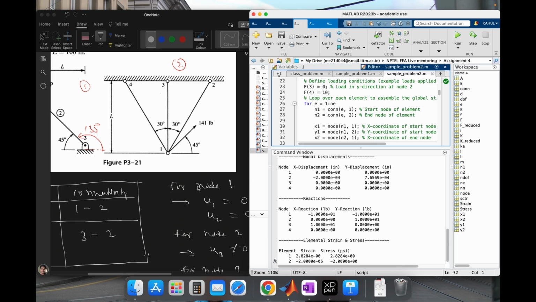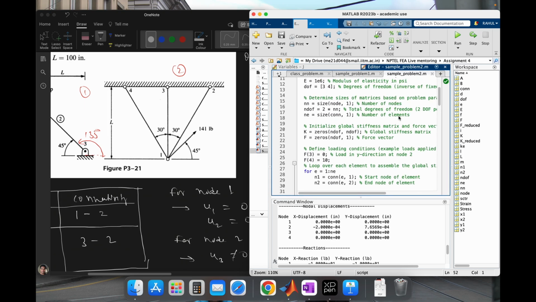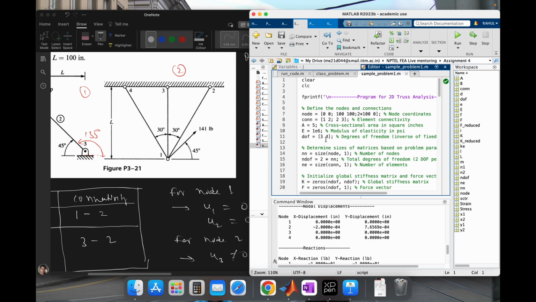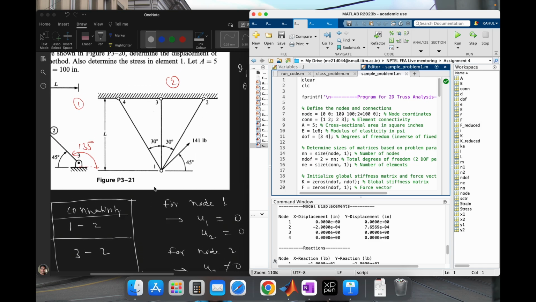Okay, so now we will move to this problem. I have already created the same code, I will use it, but I will only modify it. So yeah, in this code you can see that again I have to do the same thing. So here how many nodes are there? 1, 2, 3 and 4 nodes. So for each node we have to write the coordinate. Okay, so for node 1 it is at the origin. For node 2 here I have to write the coordinate. So the x coordinate is nothing but 100 into tan 30.